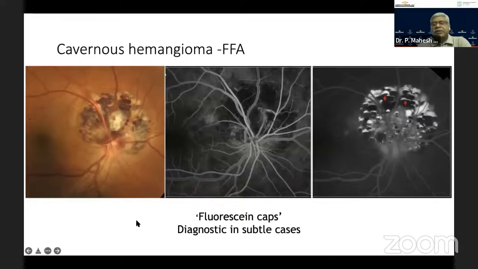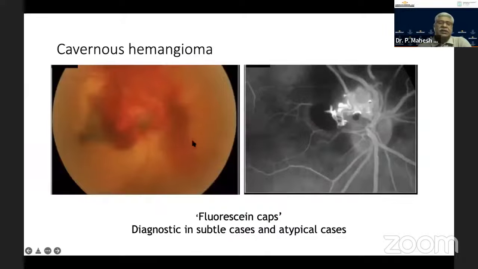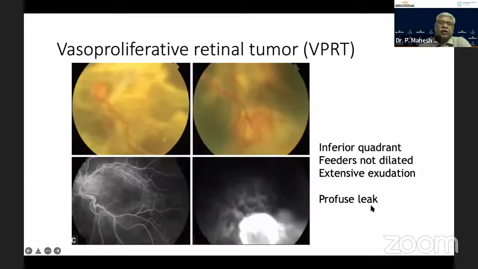This kind of helps us diagnose in subtle cases, as in this case. This lady presented with a vitreous hemorrhage and a pre-retinal hemorrhage overlying the disc, and we could not see the underlying tumor. But when the hemorrhage cleared and when we did a fundus fluorescein angiogram, you can see these beautiful fluorescent caps, and this patient was treated with photodynamic therapy subsequently.